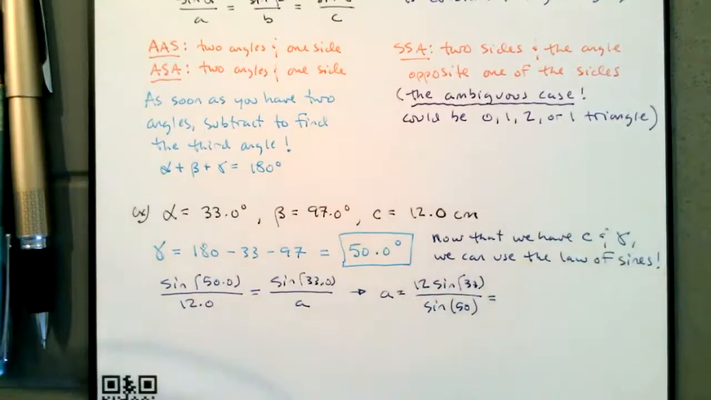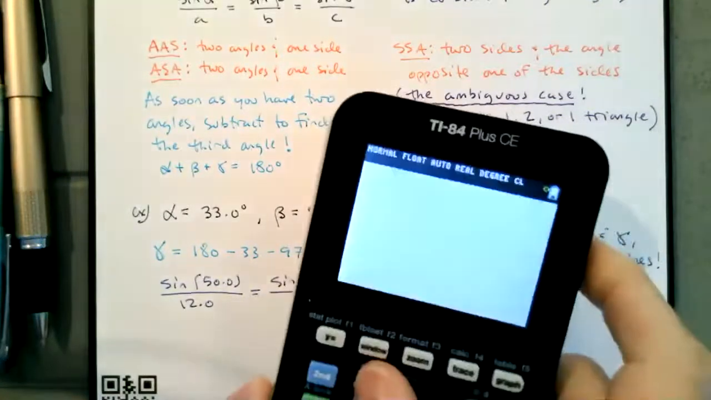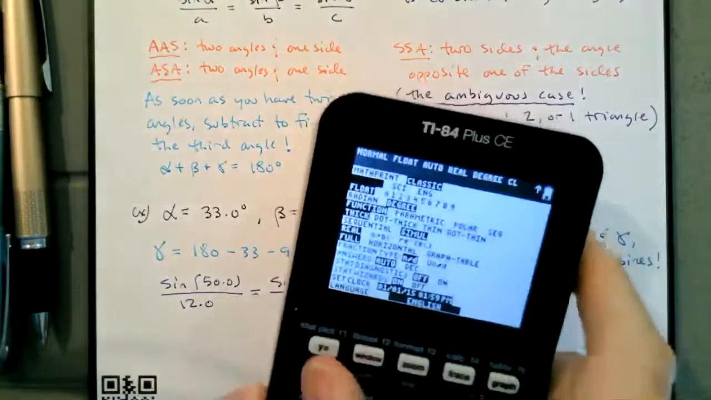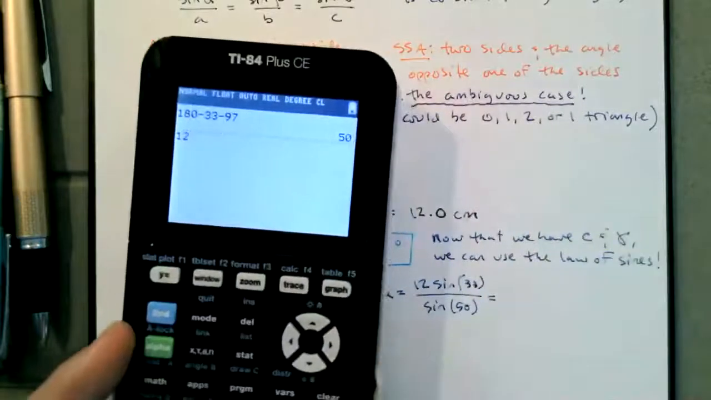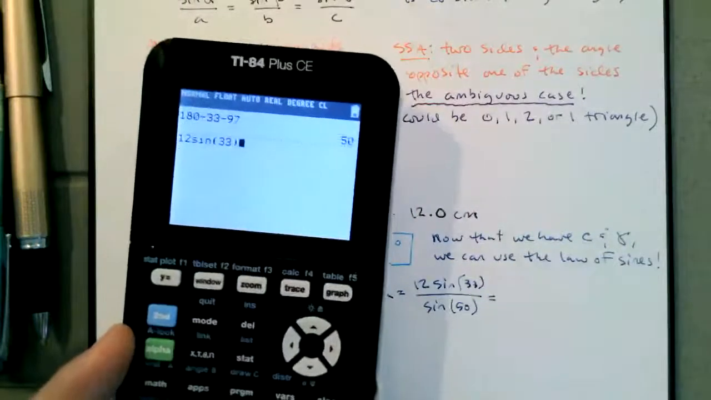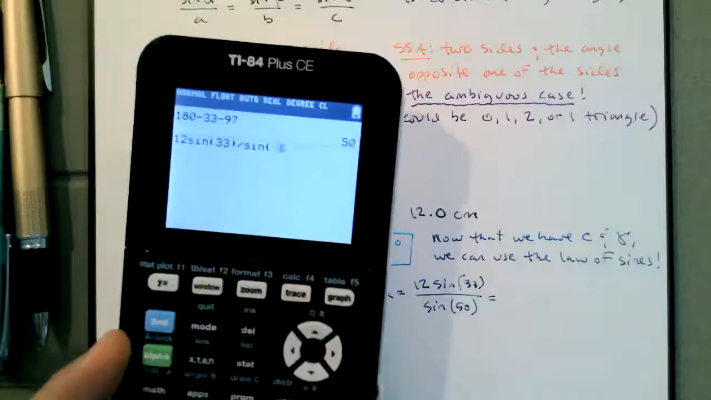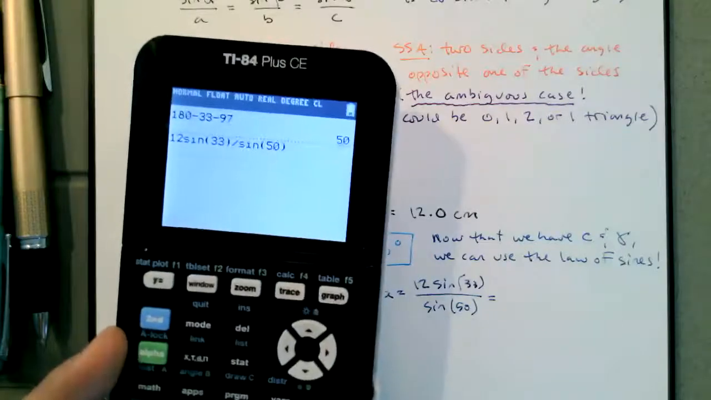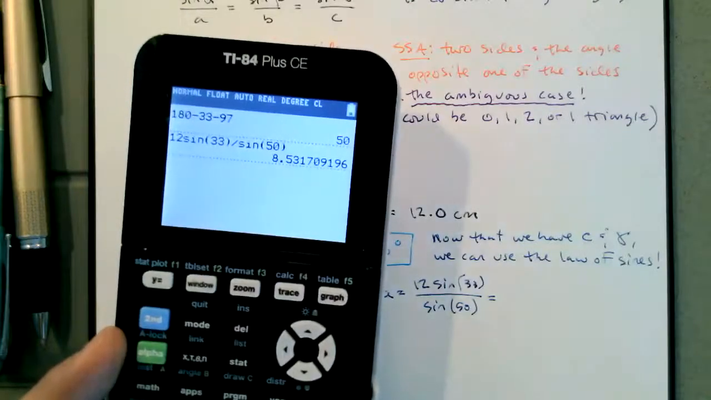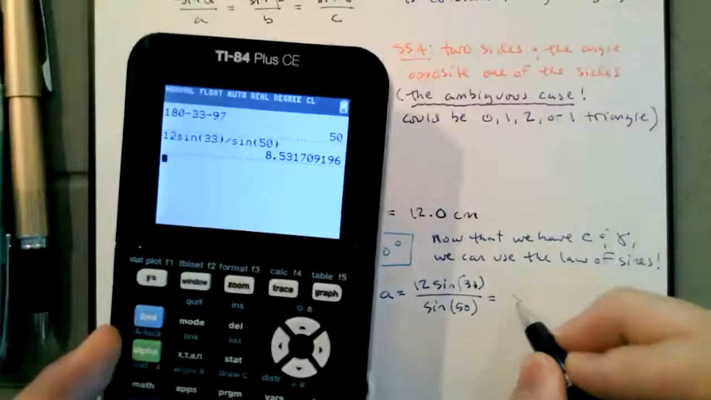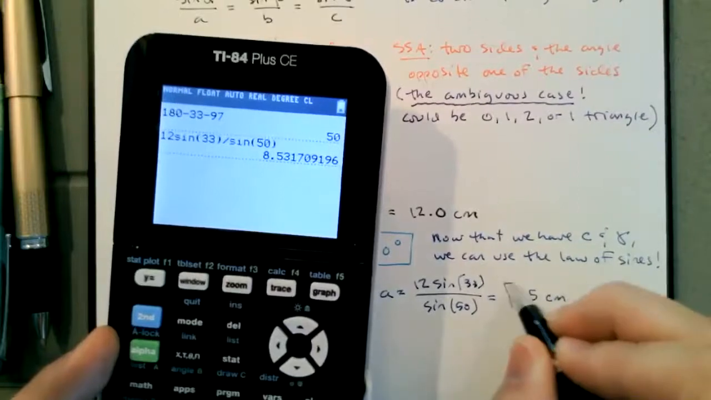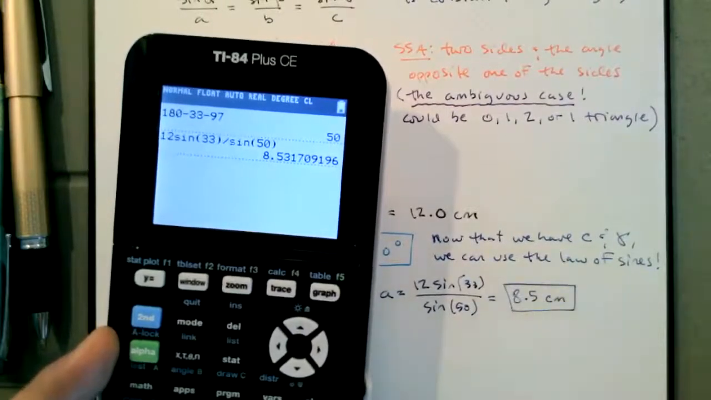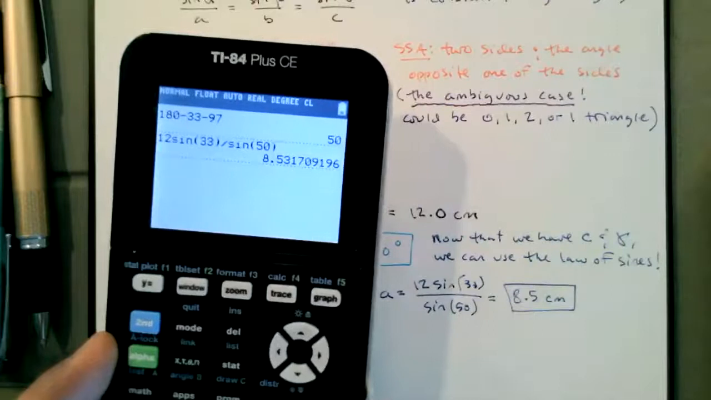Now I have something that I can just punch into my calculator. I'm going to first make sure that I'm in degree mode, and I am. So A is going to be 12 times the sine of 33 divided by the sine of 50. It looks like A is 8.53. I'm just going to write 8.5 since I said round to the nearest tenth on all the quizzes.